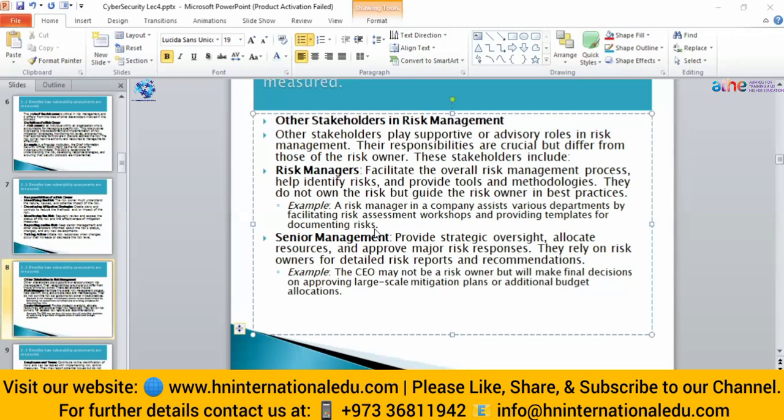Now here they will allot you resources. They will improve your major risk responsibilities. Like the CEO may not be the risk owner, but this is the person who will make the final decision. Like previously, we have discussed different stages to implement in order to fight against any risk. So you have a plan. So the last approval will be from the founder of the company. So this person will approve whether you are going to execute that plan or not.